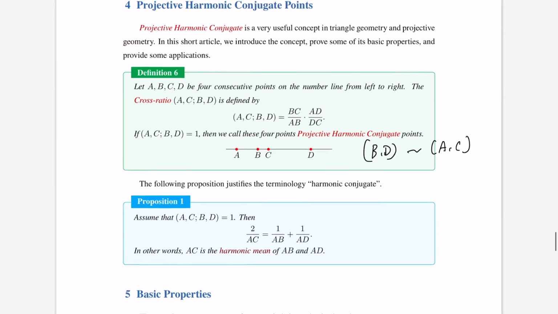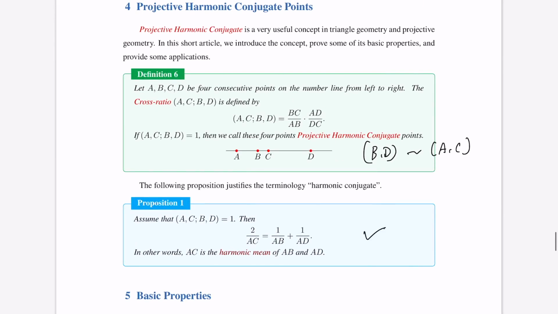Well, there's a simple algebraic exercise that you can make use of to prove that if the cross ratio is equal to 1, then this identity is true. So in other words, AC is called the harmonic mean of AB and AD.